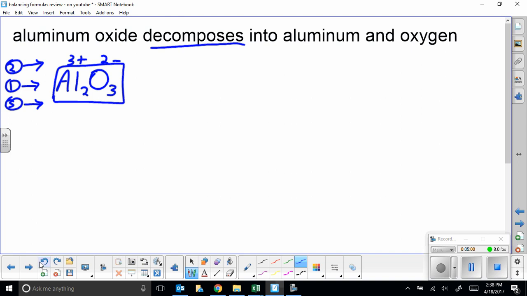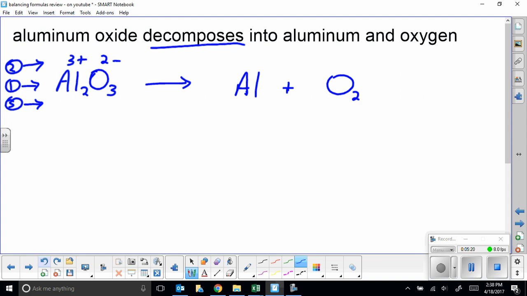Let me get rid of this first, okay? Decomposes, leave a little space, and it decomposes into aluminum by itself. Aluminum is just Al, but oxygen, remember, is one of our diatomic molecules, 7 on 7 and hydrogen. So oxygen, when it's by itself, is O2.